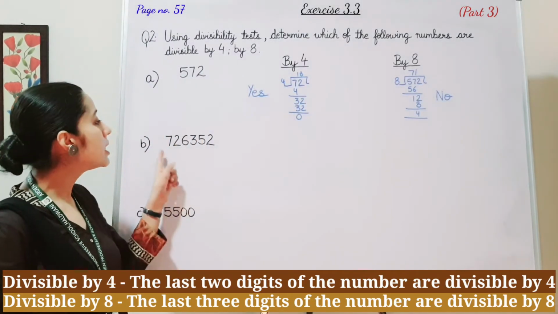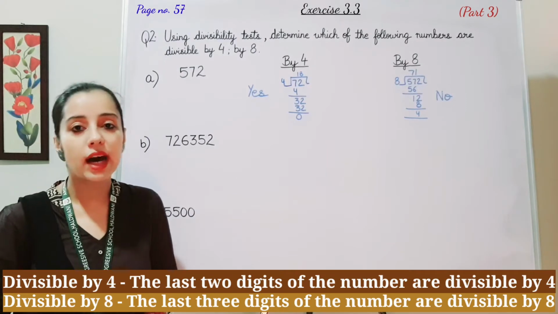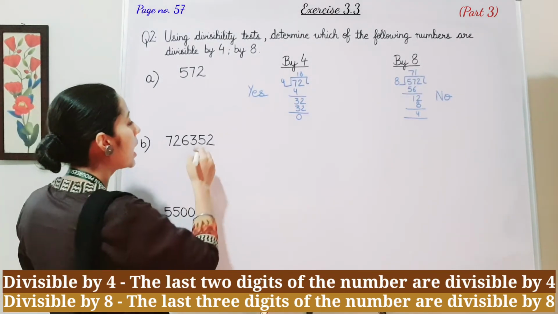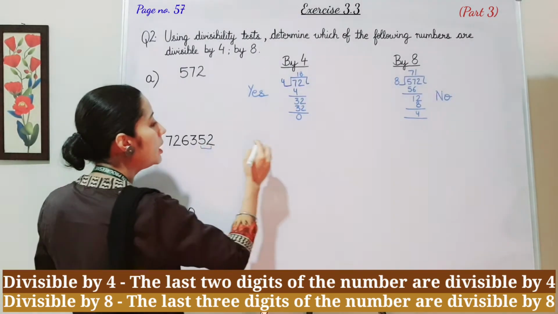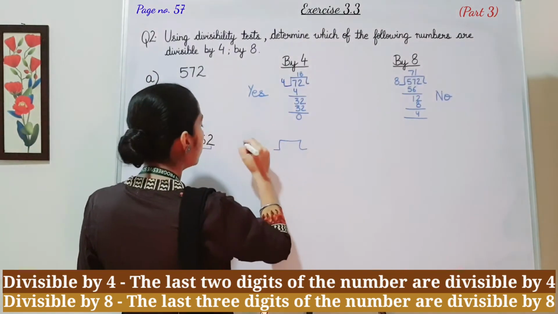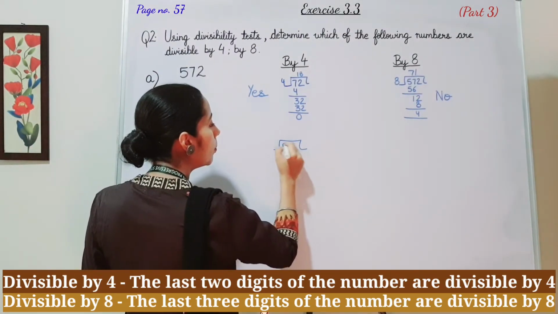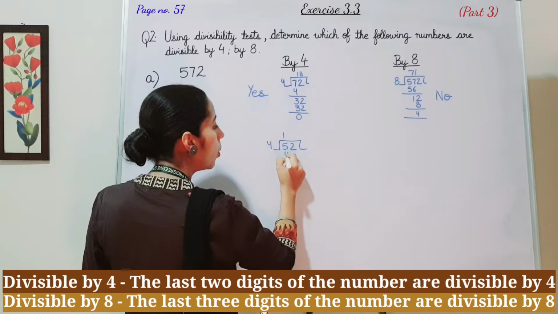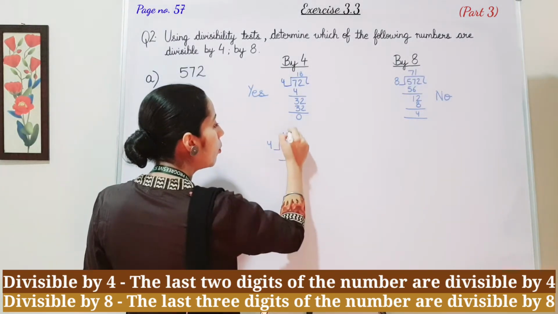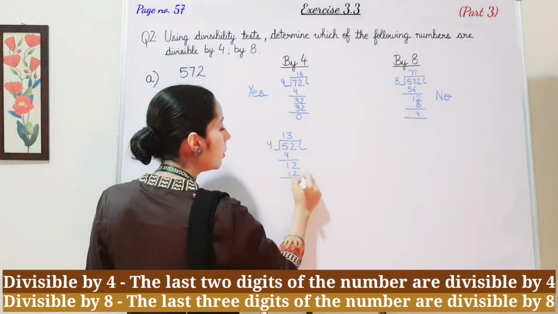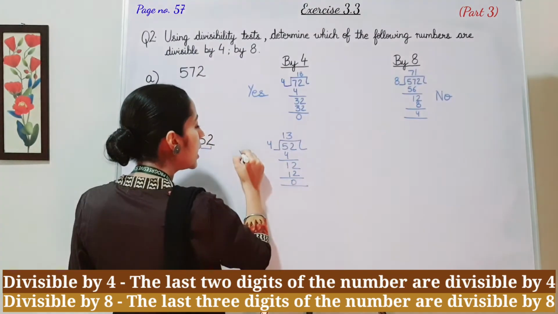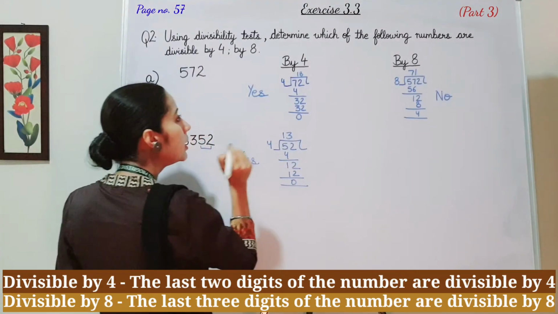B part, 726352. Let us take the last two digits for checking divisibility by 4. Number is 52. 4 ones are 4 and 12. 4 threes are 12. Remainder is 0. So yes, it is divisible by 4.